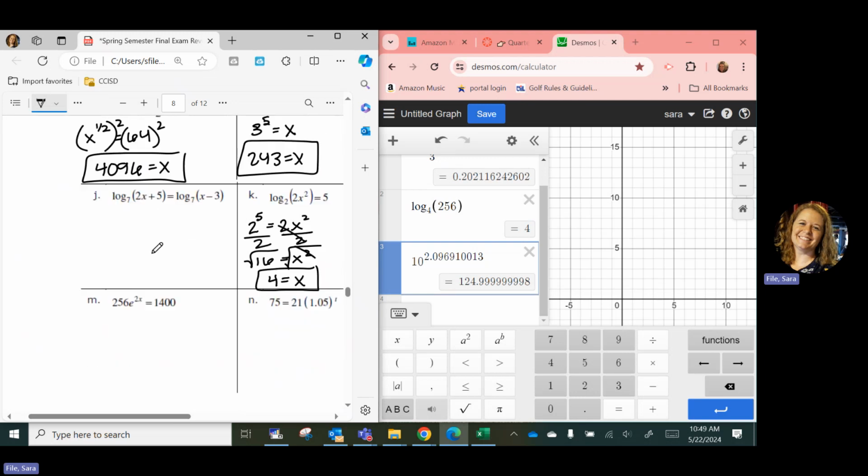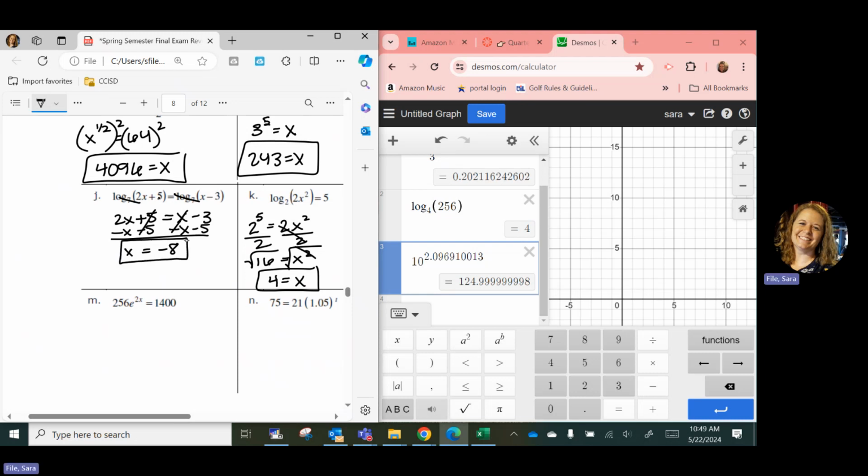All right, J, this is a one-to-one property. You have log base 7 of something equals log base 7 of something else. Since they're both log base 7, you can just drop that log base 7 and say, okay, 2x plus 5 must equal x minus 3. So then we get the x's to the same side and the constants to the other. So that leaves me with x equals -8.